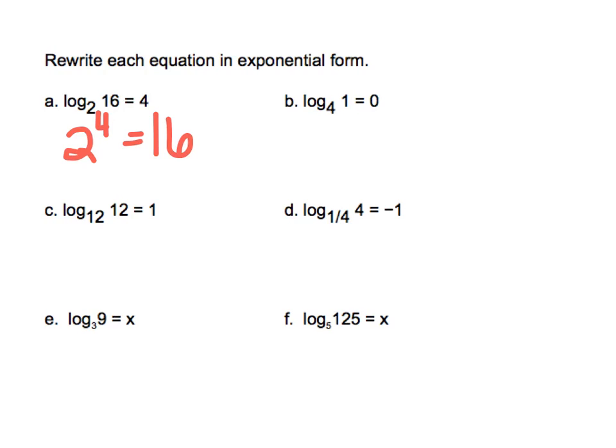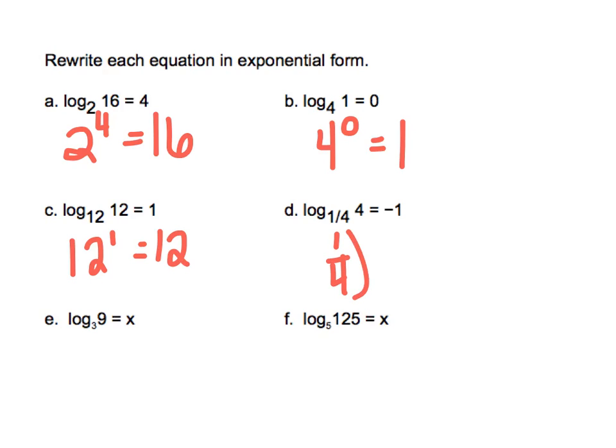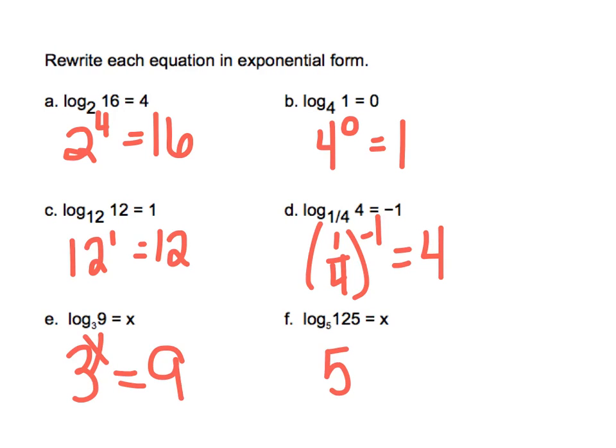We have log base 4 of 1 equals 0, means that 4 to the 0 power equals 1. Log base 12 of 12 equals 1 means 12 to the first power equals 12. Log base 1/4 of 4 equals -1 means 1/4 to the -1 power equals 4. And moving on here, that would be 3 to the x equals 9, and 5 to the x equals 125.